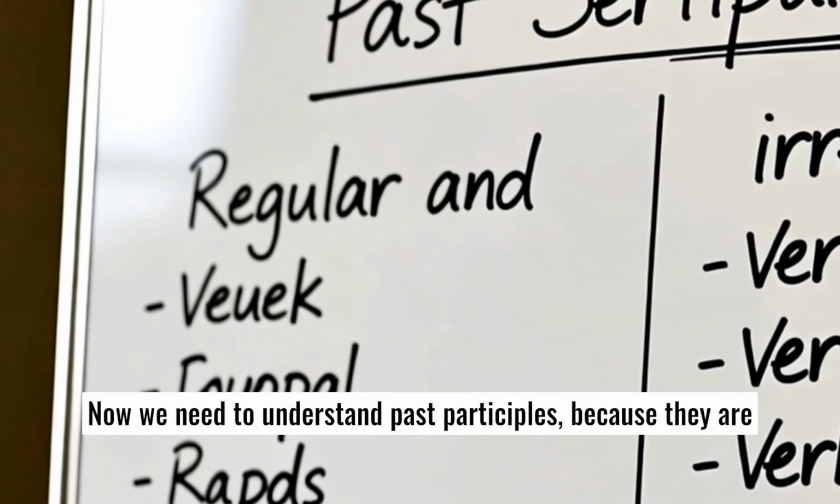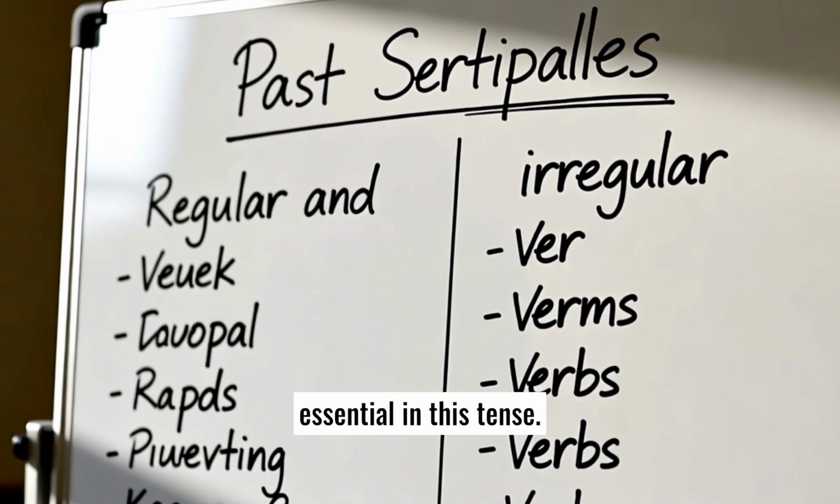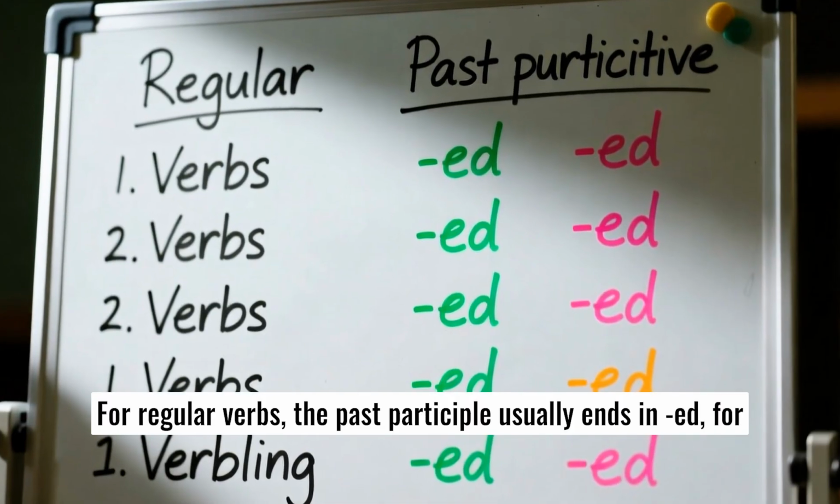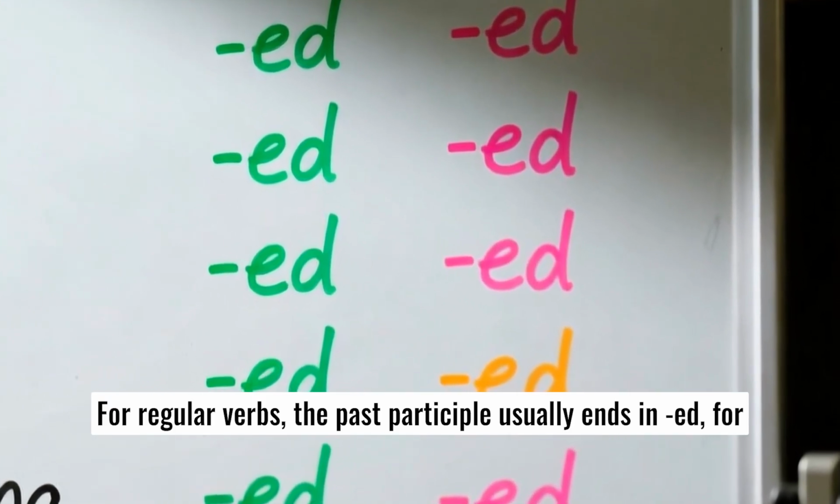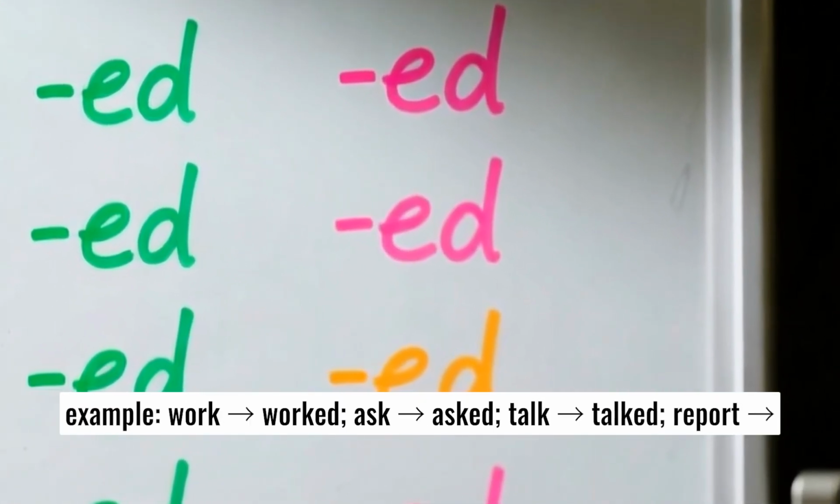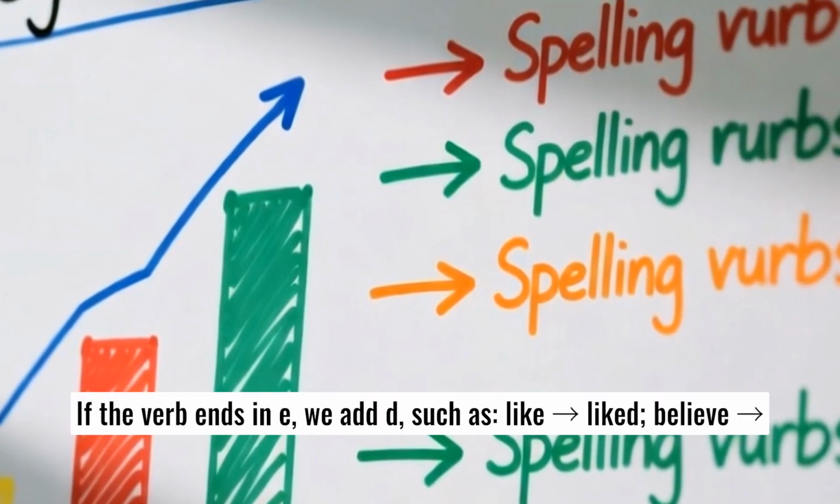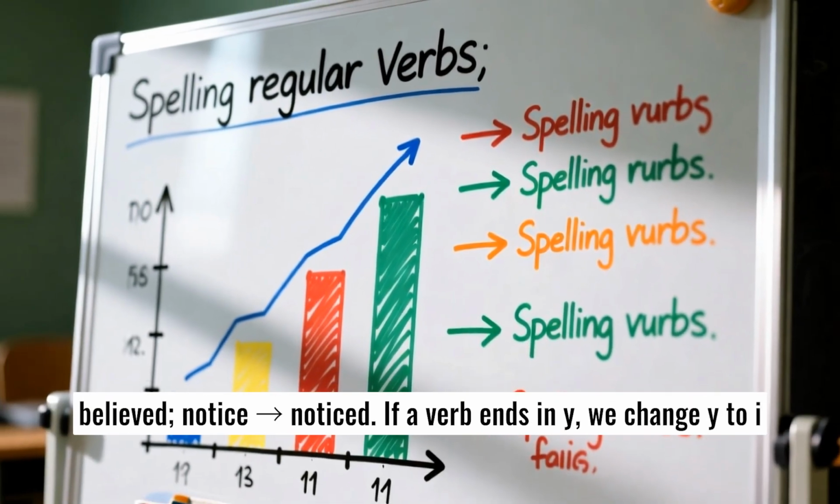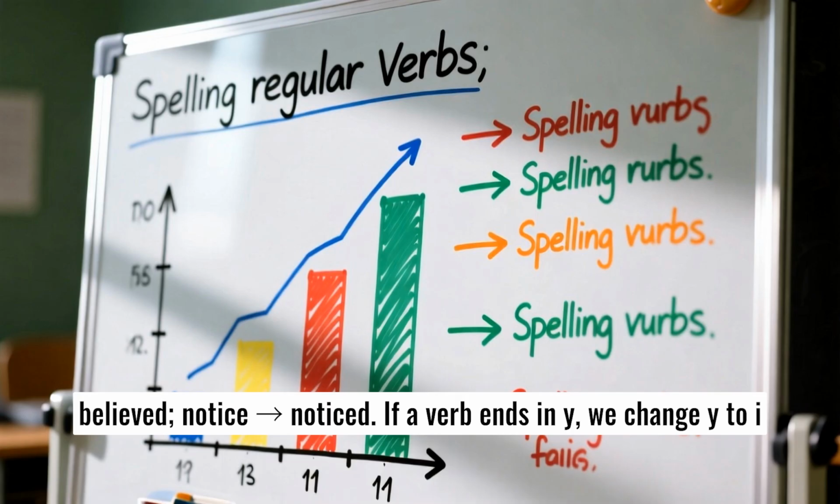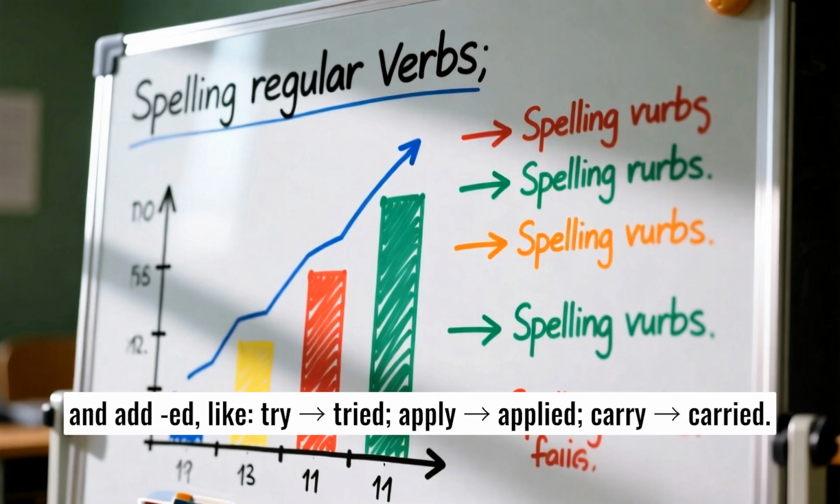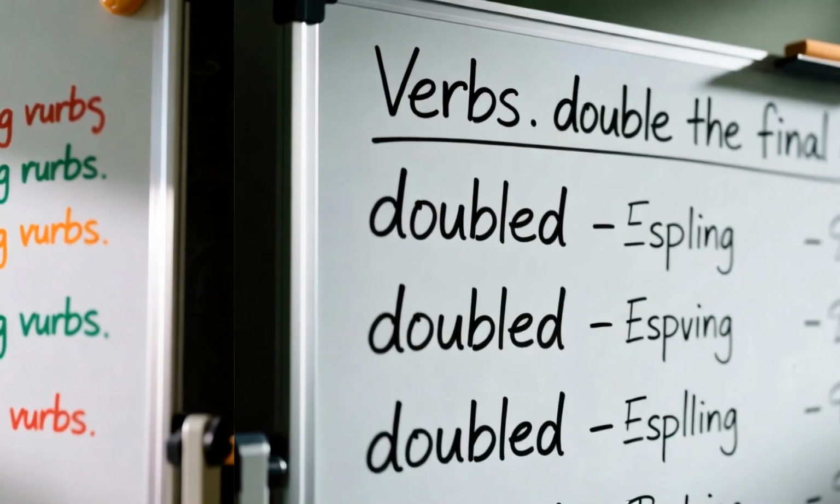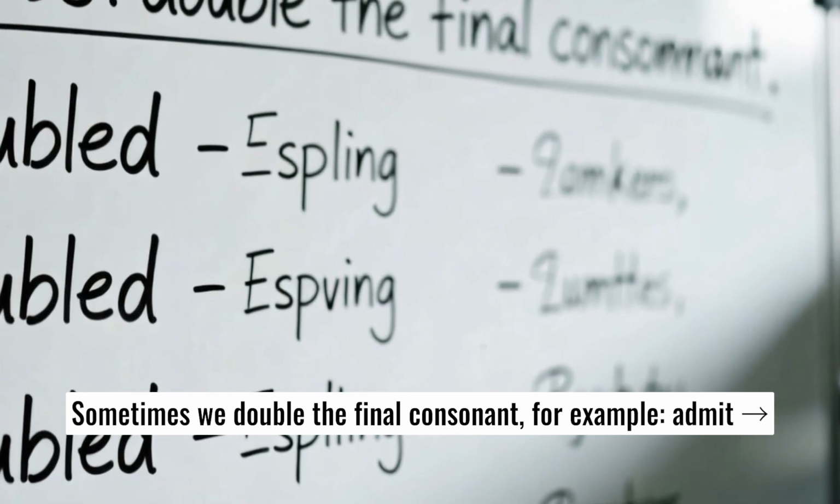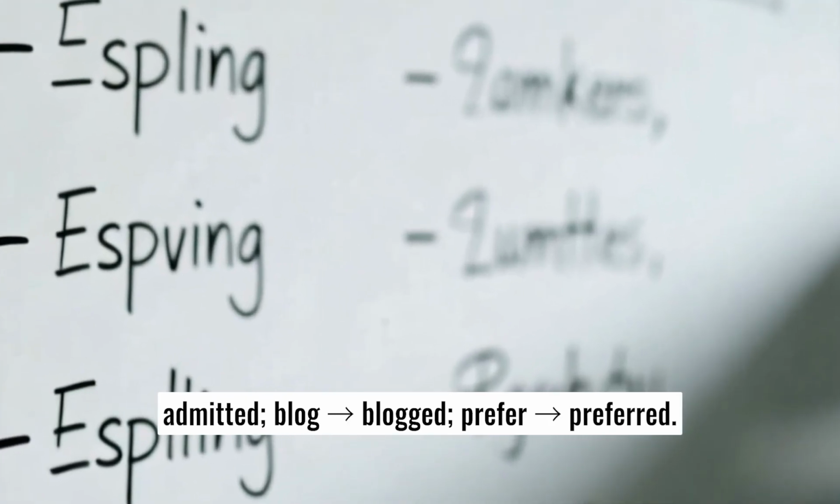Now we need to understand past participles, because they are essential in this tense. For regular verbs, the past participle usually ends in ed, for example, work worked, ask asked, talk talked, report reported. If the verb ends in e, we add d, such as, like liked, believe believed, notice noticed. If a verb ends in y, we change y to i and add ed, like, try tried, apply applied, carry carried. Sometimes we double the final consonant, for example, admit admitted, blog blogged, prefer preferred.